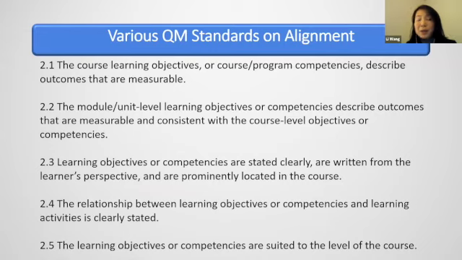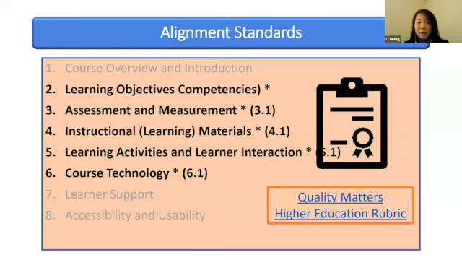I'm probably going to skip this, because let me check if we have enough time. And we have various QM standards on alignment. You will see that standard number 2 is all about learning objectives and competencies. From 2.1 all the way to 2.5, it talks about the learning objectives and competencies being suited, measurable, and observable.